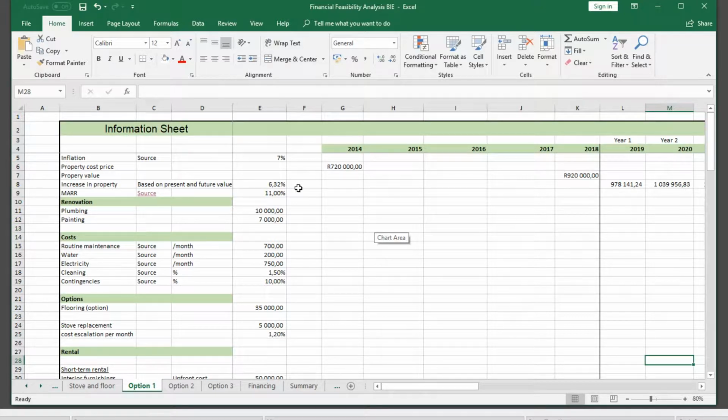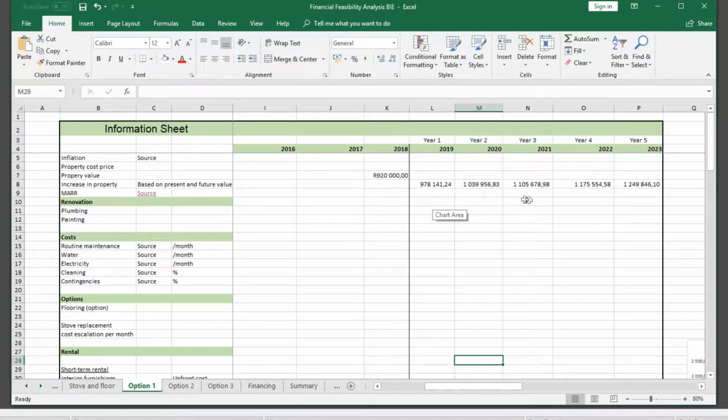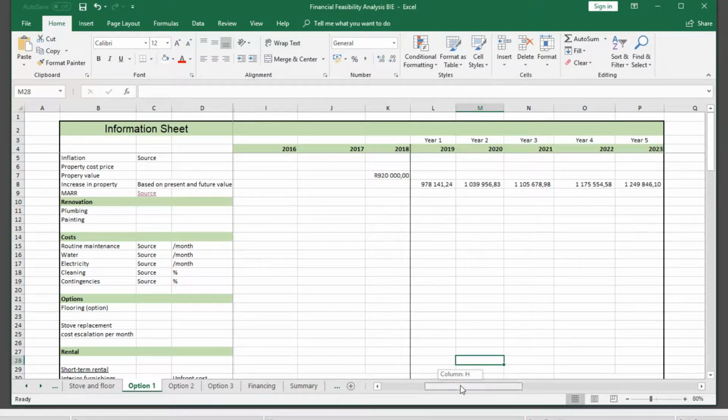the increase in property, which is 6.32% based on the selling price that we were given and the base cost. I was able to then project the prices in the next 5 years.